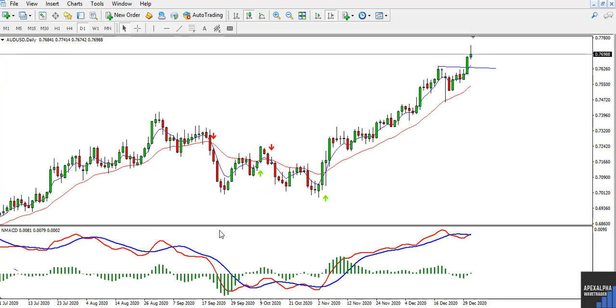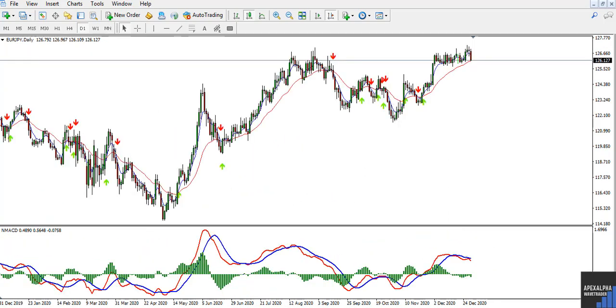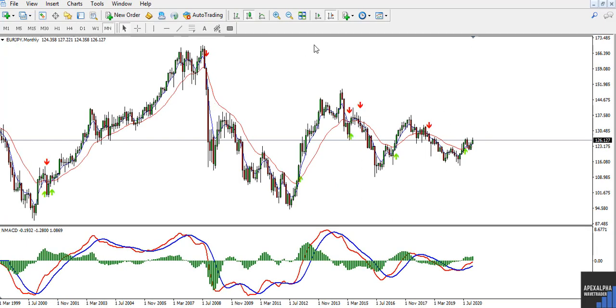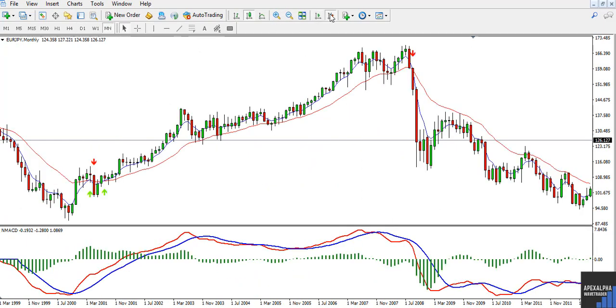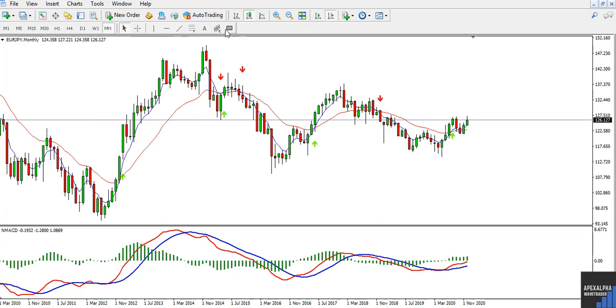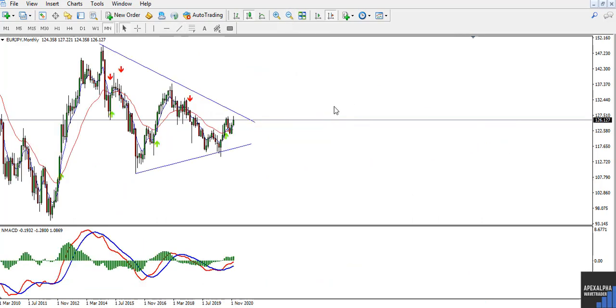Now let me have a look at the Euro JPY. Let's have a look at the monthly here. So if you look at what's been going on here, we seem to be in a sort of constricting triangle, a symmetrical triangle. For those of you who don't know what I'm talking about, you can see, if I draw my trend lines, you can see that we seem to be in a progressive triangle here.